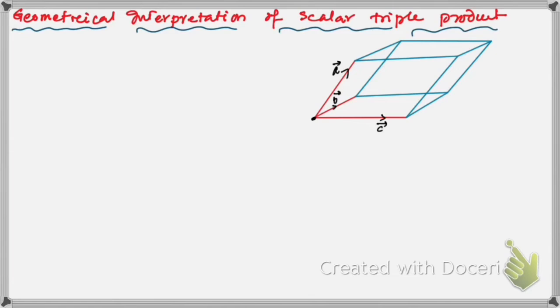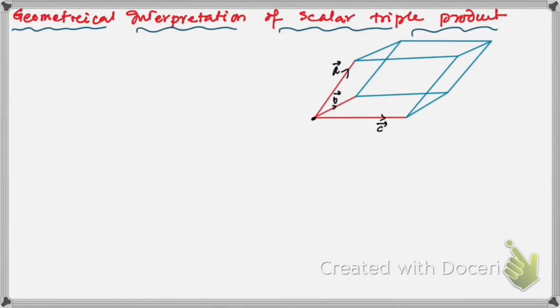So what do you mean by parallelepiped? This is different from a cuboid. All cuboids are parallelepipeds, but not all parallelepipeds are cuboids, because in a cuboid the angle between two planes is 90. Here it is not necessary to be 90. So that is the difference. Hope you have understood this.